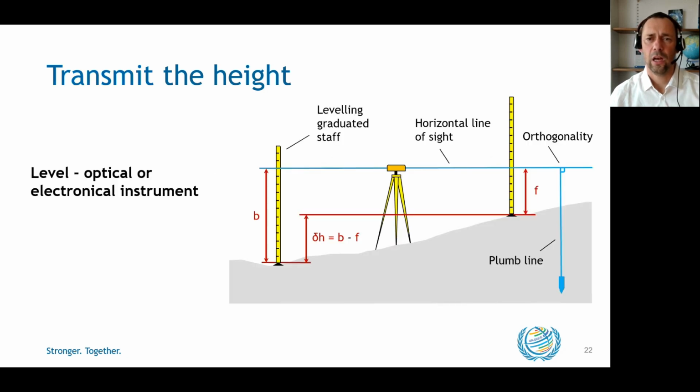For transmitting the height across a country with very precise accuracy, an optical or electronic level device together with two leveling graduated staffs is used. Once the level device is placed at the middle distance between the two graduated staffs, we read the height values crossing the horizontal line on each of the staffs. The metric height difference between the 2 points on the ground equals the difference between the two numerical values on the staffs.